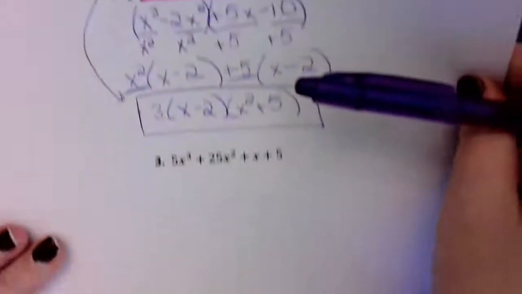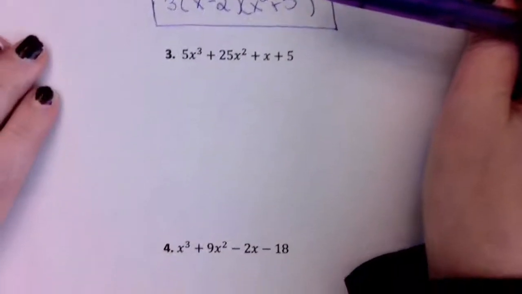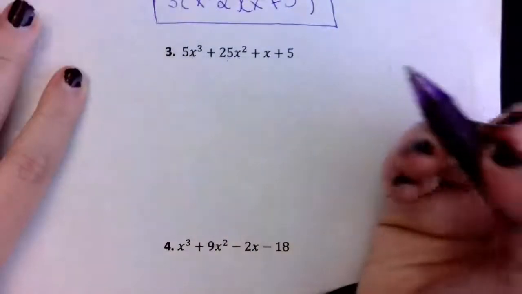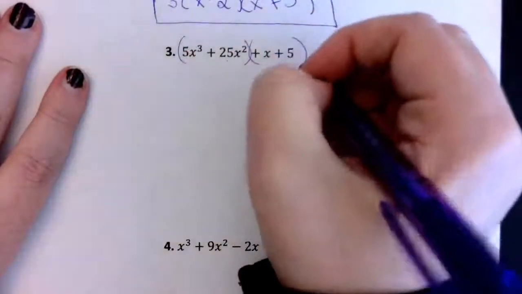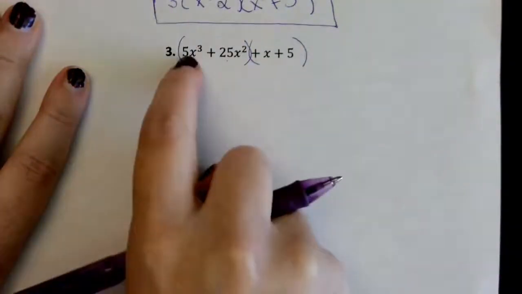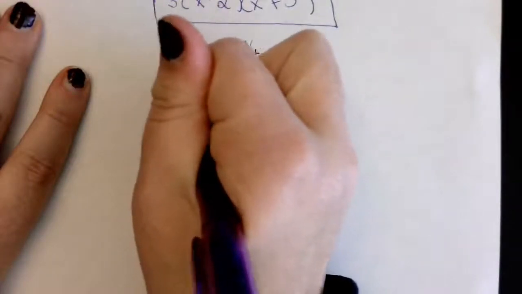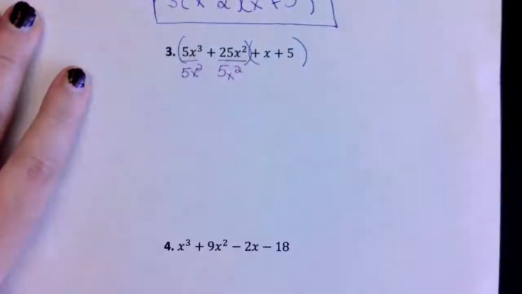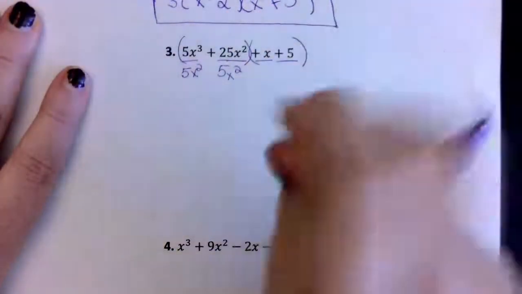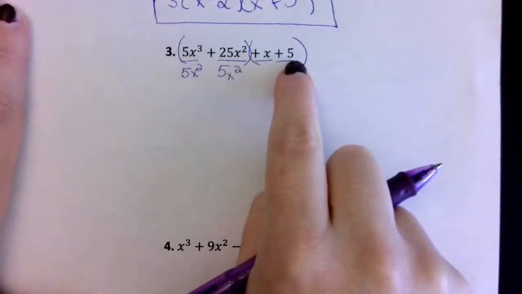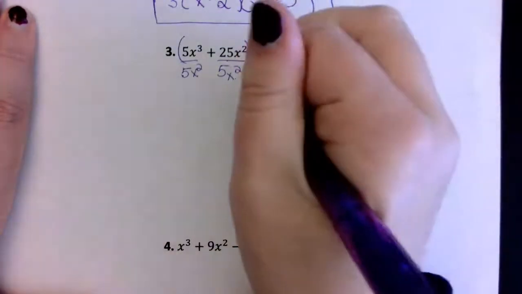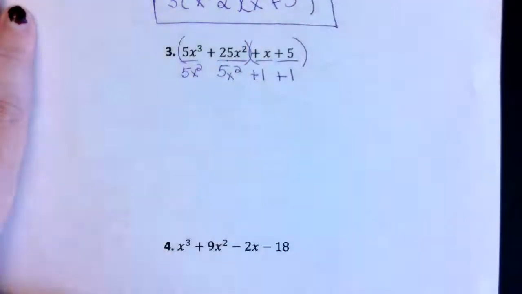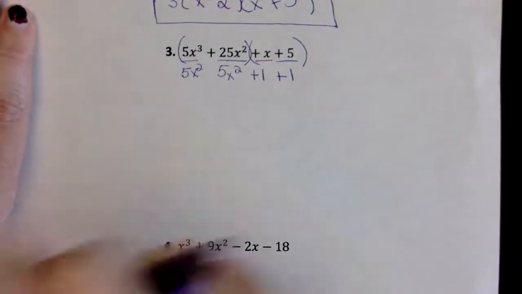All right, one more to do together, and then you're going to try the last one by yourself. All right, here I look for a greatest common factor. I don't see any. So I'm going to put my first two together and my last two together. My greatest common factor in the first is a 5, x squared and x cubed. Make an x squared to pull out. I look at my second set of parentheses, x and 5. What is the greatest common factor? I can't take anything out of x and 5. I could, though, just take out a plus 1. So my greatest common factor there is 1.